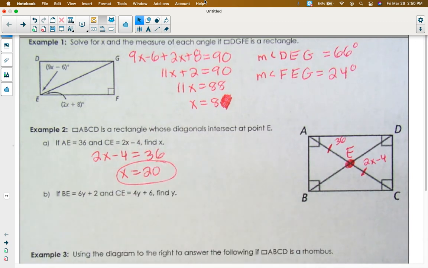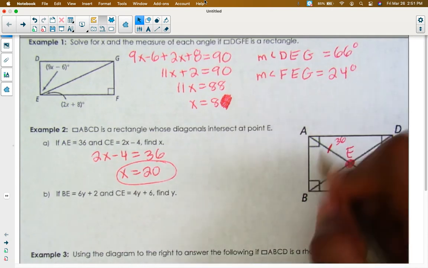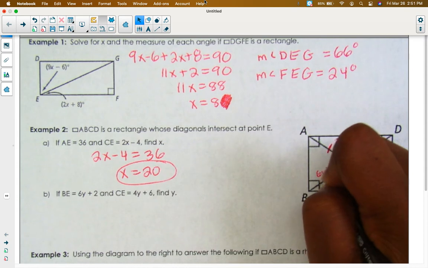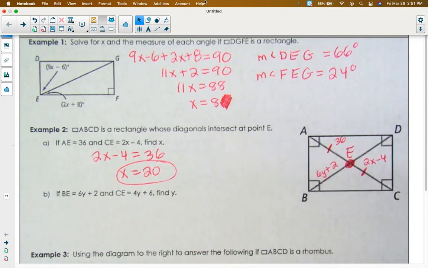Now let's do part B. BE is 6y plus 2. CE is 4y plus 6. So I also can set these equal to each other to figure out what y is.